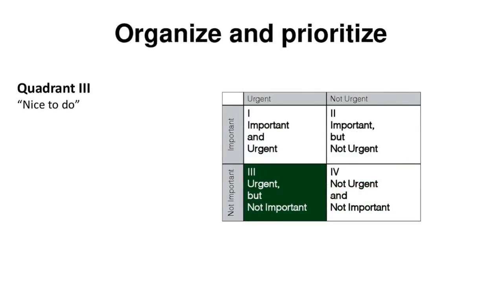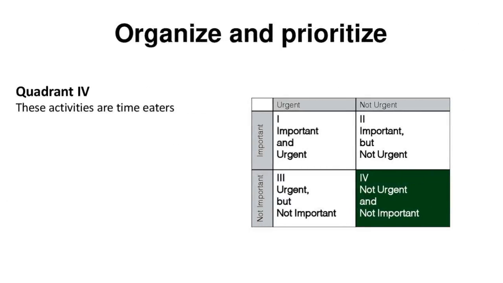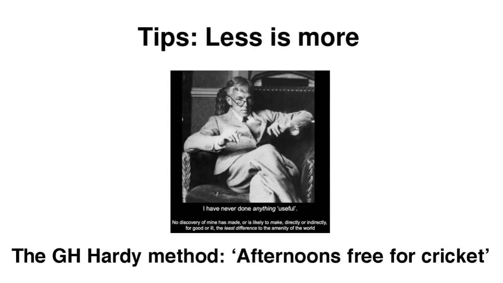So this is quadrant 3, things that would be nice to do, but things that are not necessarily important or urgent. And these activities here in the bottom right-hand corner, these are the time-eating tasks that are neither important or urgent. So deal with stress, deal with time management by thinking about breaking down the kinds of tasks that you have to do each day into these sections on the presentation here.